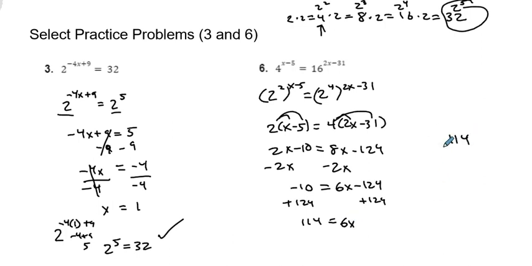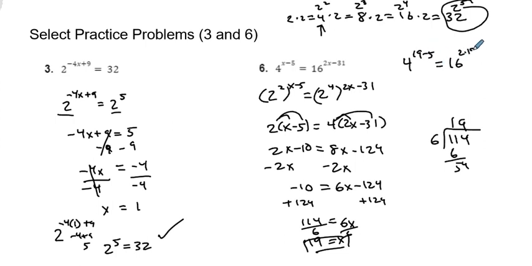Hopefully 114 is divisible by 6, right? It gives you 19. So x is equal to 19, when you divide both sides by 6. Well, let's put that in. So you get 4 to the 19 minus 5 is equal to 16 to the 2 times 19 minus 31. That's 4 to the 14th power is equal to 16 to the 38 minus 31, 7th power.